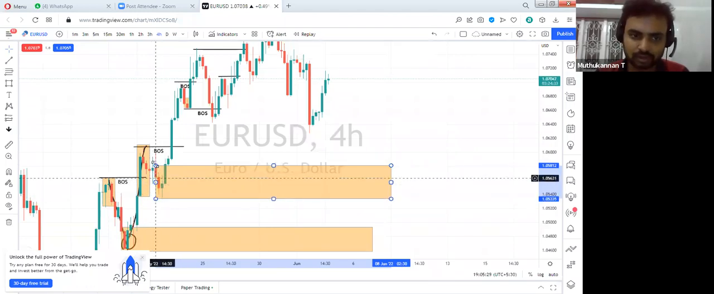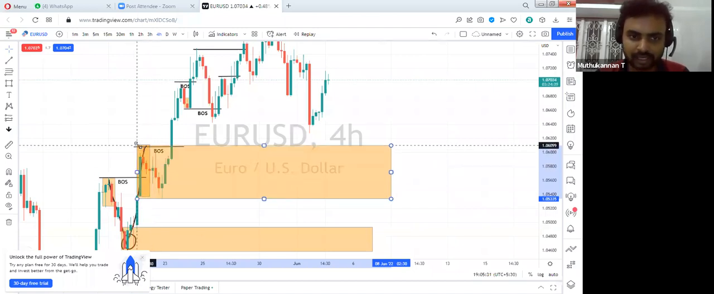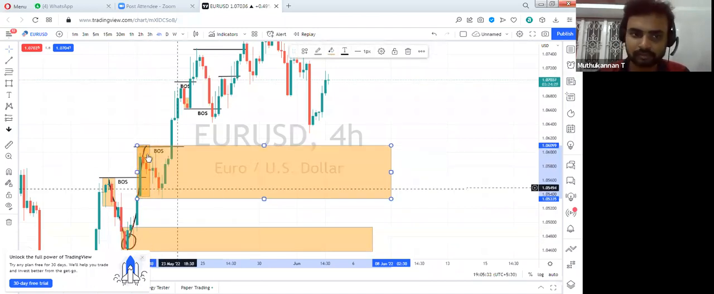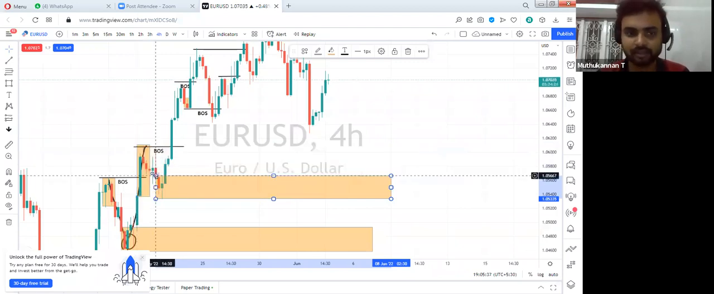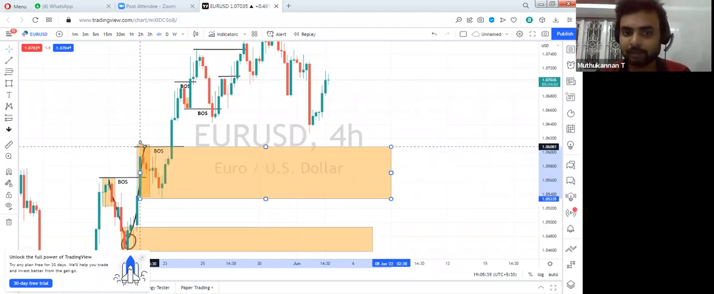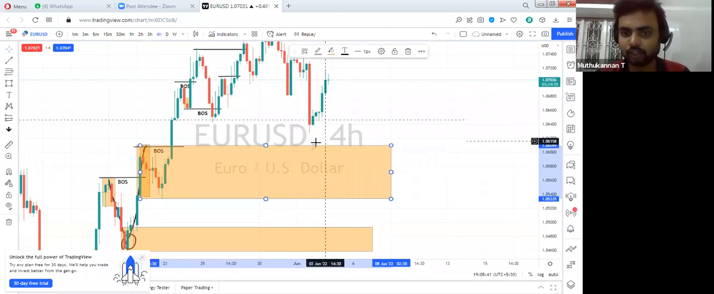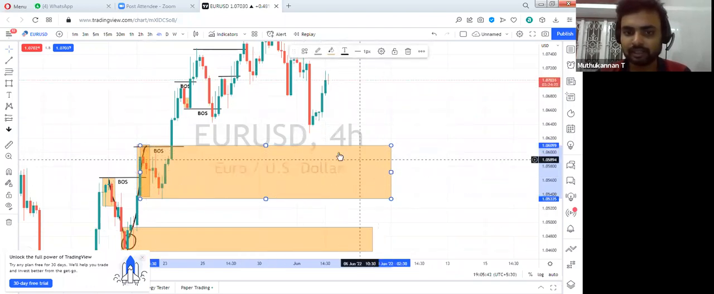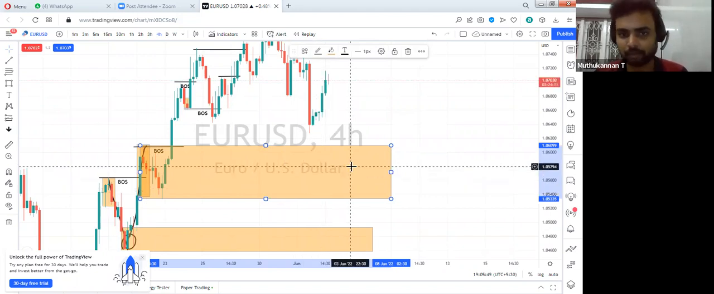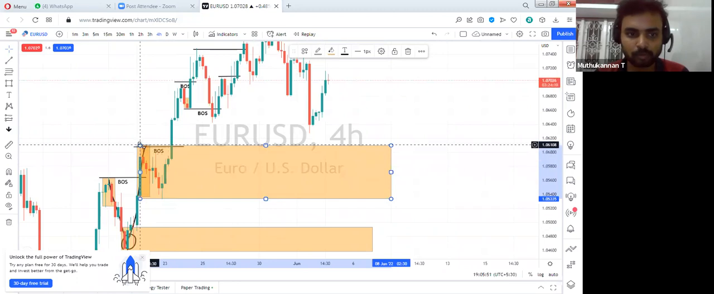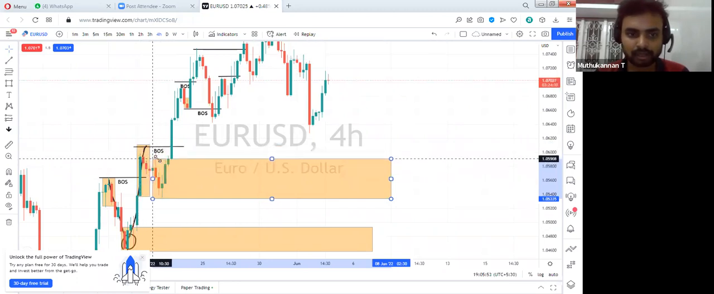Just mark the zones. You can still mark like this also. No worries. As of now, I'm saying, after learning the lower time frame entries and advanced price action methods, you will find that the zone is not as important as the price. Price is very, very important, right? So no worry about that.